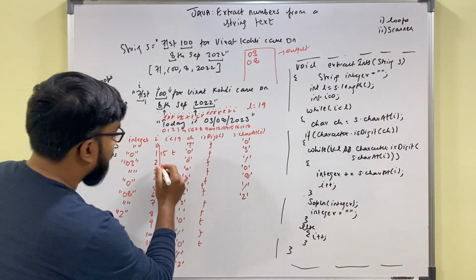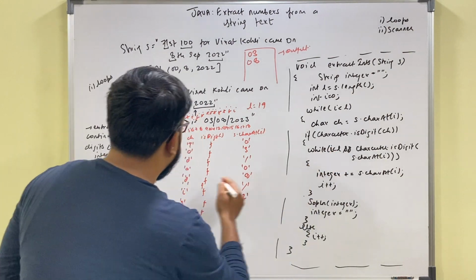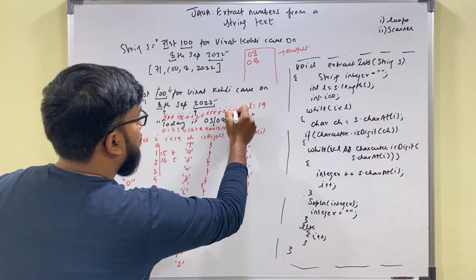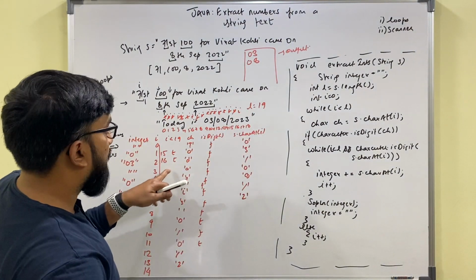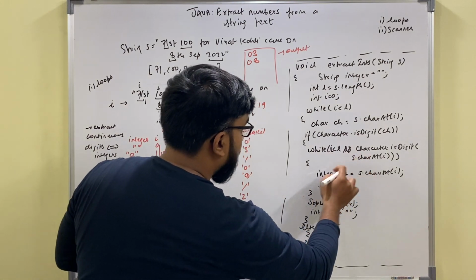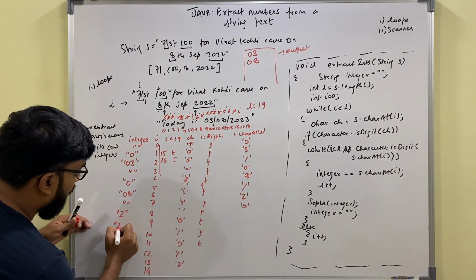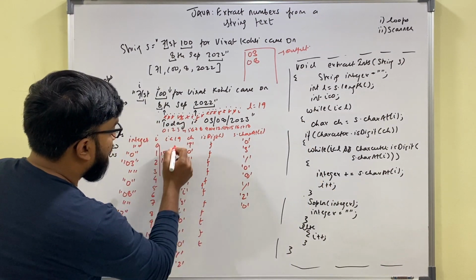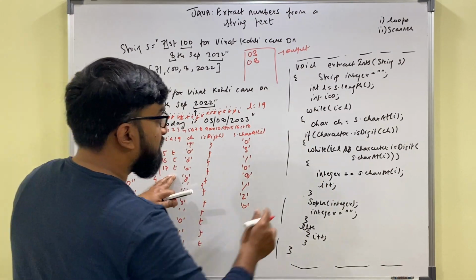Okay, I plus plus, I becomes 16. This condition, 16 is less than 19 is true. This condition is digit, s dot caret I is 0 now, right? I is at 0 now. Okay, this is true, this is true, this is true. Integer plus equal to s dot caret I, integer now equal to 20. Okay, I plus plus, I becomes 17. 17 is less than 19 is true.